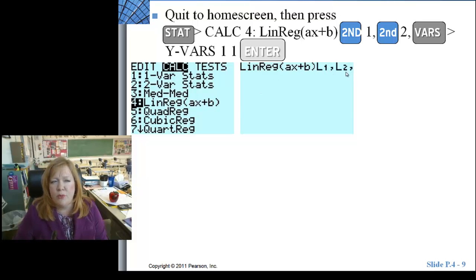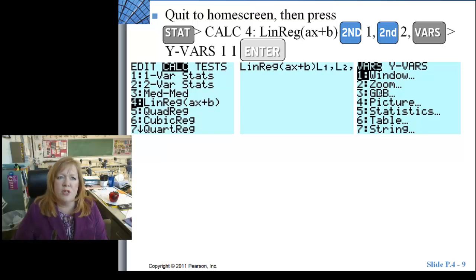If you have a newer one, it's a little bit different screen. This is for the TI-83s. But I want to do one other thing, and that is put it in so that the equation goes right into your Y equals so that you don't have to input any decimals. So L1 comma, L2 comma, and then you're going to hit the vars button. And when you hit the vars button, this is what pops up.